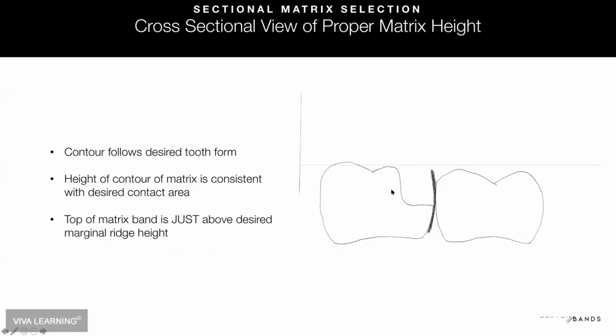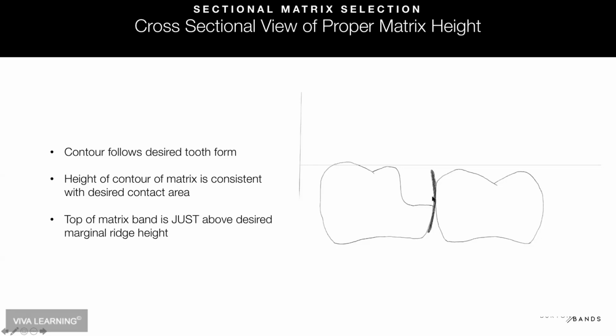And so here's another lovely sketch. And this is an example of a proper matrix placement, right? So you've got your matrix band in, it's covering your gingival margin by a mile, you're good. And it's just coming up past this marginal ridge point. And that's the key factor, is that you don't want this thing coming up too high. And I'll show you why.